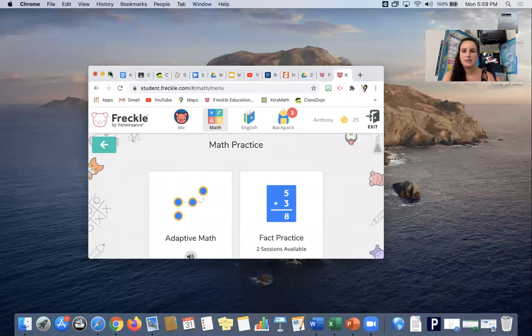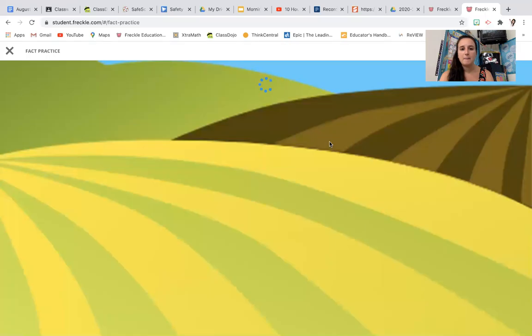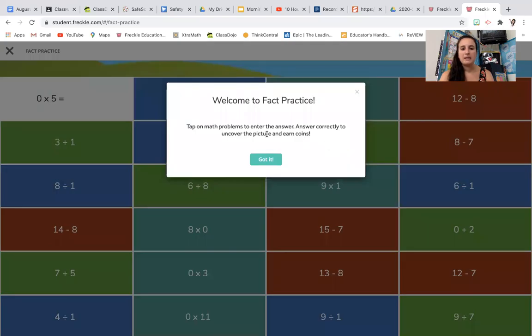So I've already logged in and it popped up for me to choose a little character. And I'm in the students version right now. It popped up that I had some assignments to do. And so I gave you guys a fact practice that you can work on. So when I click on that, it says, welcome to fact practice. Tap on math problems to enter the answer. Answer correctly to uncover the picture, earn points. So this is really just practicing subtraction, addition, multiplication, and division. So that's the fact practice I was talking about.